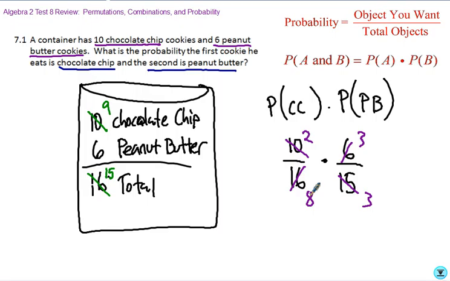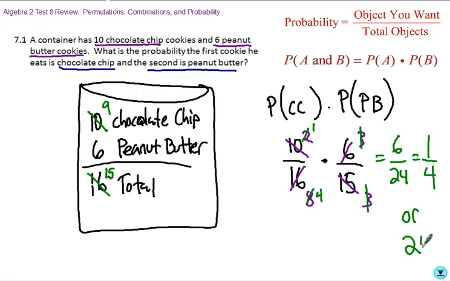And it looks like we can still do more. There are 2 ways you could do this. You can actually keep canceling. You could multiply across, you'd get 6 over 24, right, which would reduce down to 1/4. Or if you wanted to, you could cancel the 3's. 2 goes into 8 4 times, and you end up with 1/4. So you end up getting the same thing. So the probability of this happening would be 1/4 or 25%. Right? That's another way that we could say that.